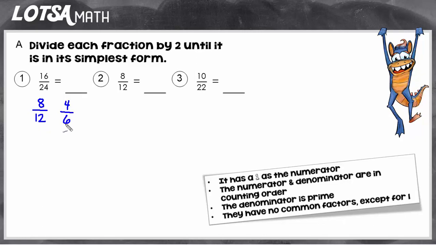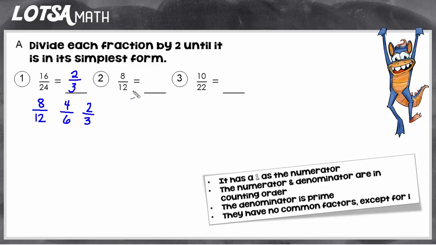So again, I've made a simpler form, but I'm not sure it's the simplest yet because they still are both even. And when they're still both even, they both have a factor of 2. So let's divide them by 2 again. So 4 divided by 2 would be 2, and 6 divided by 2 would be 3. Now I see that they're not both even, so I'm thinking that maybe they're in their simplest form. If I go back to my rules, I can see that when they're in counting order, they're in simplest form. So since 2 and 3 are in counting order, that's going to be the simplest form of 16/24.